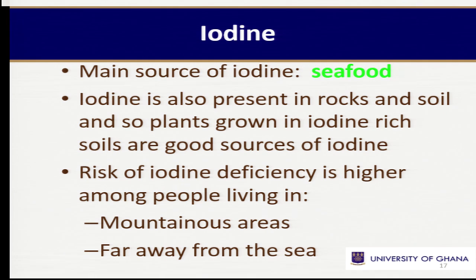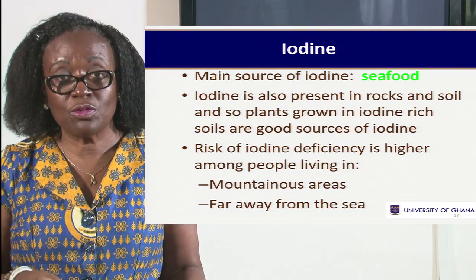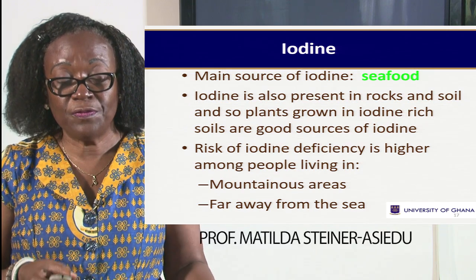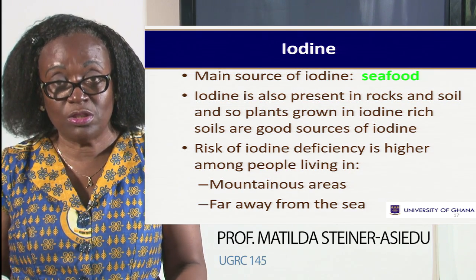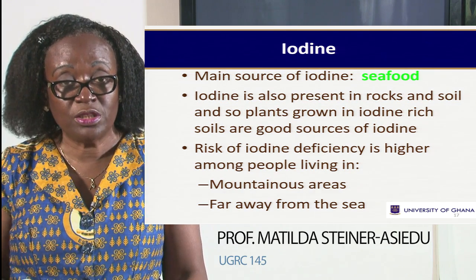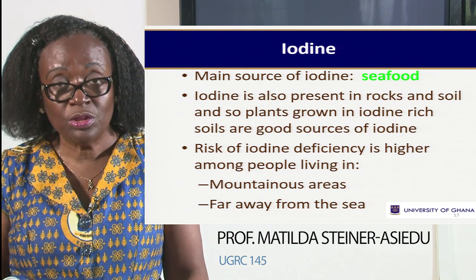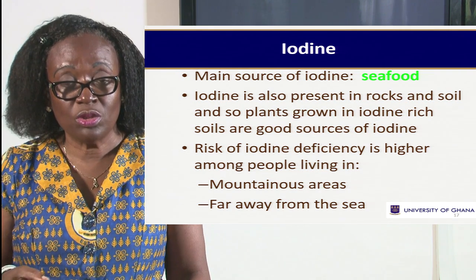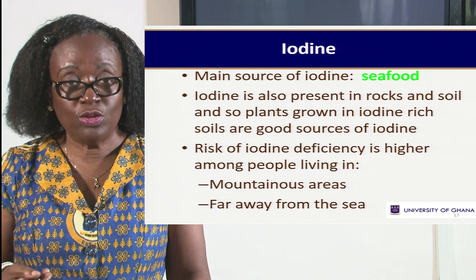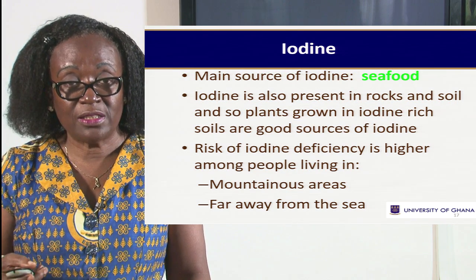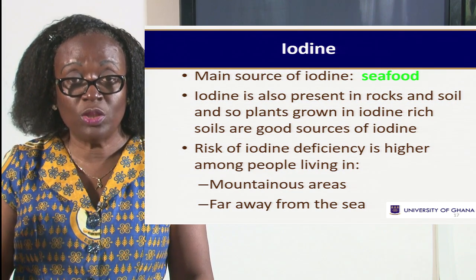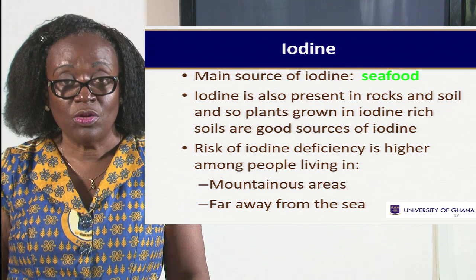The main source of iodine is seafood. But we also get some from soils that are rich, but if the water is leached out, and most of the time these minerals are also leached out, then the soil becomes deficient. Therefore, crops that are grown on such a soil will not have enough iodine in them. And we see that especially from mountainous areas, because when it rains, the water is washed down.